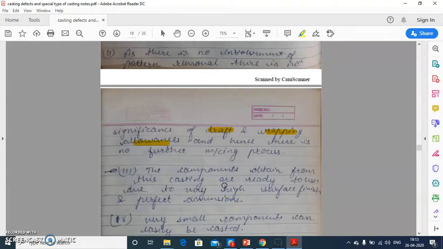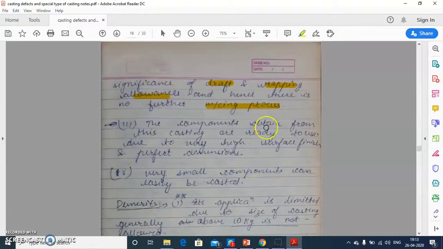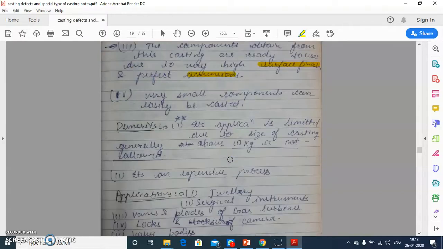Here there is no removal of the pattern. The pattern is melted off, therefore we get the product of no allowance. If we don't give the allowance to the pattern, then machining is not required for finishing the product. The component obtained from this casting is ready to use due to the very high surface finish and perfect dimension.